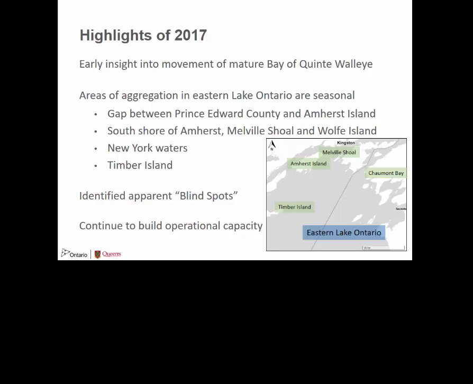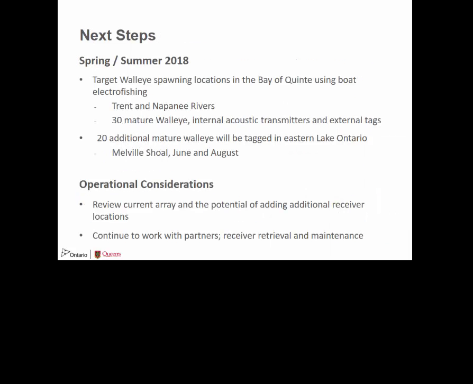And to this point, we've also started to build some operational capacity and build some teams dedicated to this project moving forward. I've thrown some next steps on here, but essentially we're going out in a couple weeks to tag 30 more fish during spawning time, and we're working with our partners at Queen's to tag some additional fish in June on Melville Shoals, so those fish that are out of the Bay of Quinte. And we're continuing to work from an operational capacity to maintain this receiver array moving forward.